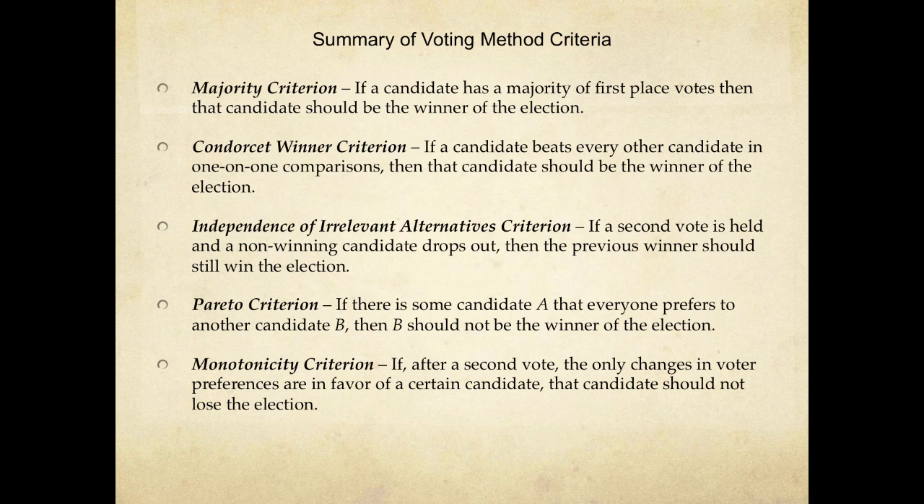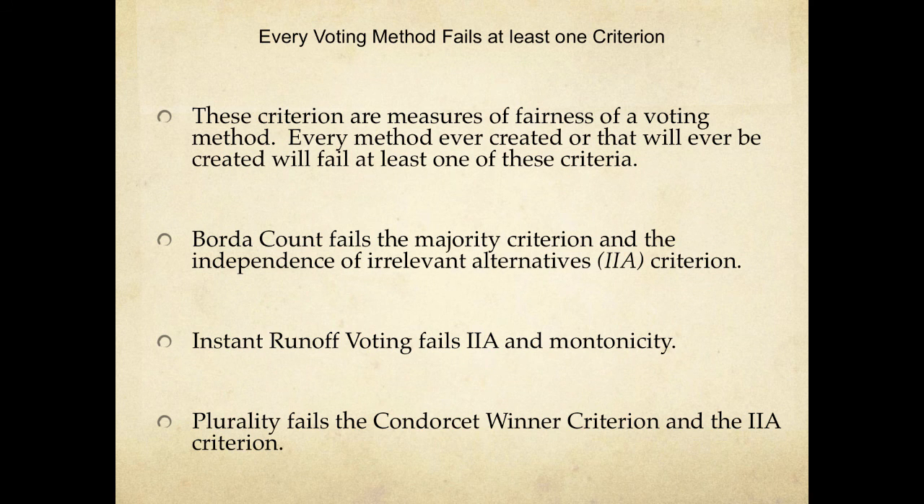And finally, the monotonicity criterion. That states that if, after a second vote, the only changes in voter preferences are in favor of a certain candidate, that candidate should not lose. So these criteria are measures of fairness of a voting method. Every method ever created or that ever will be created will fail at least one of these criteria. This is Arrow's impossibility theorem.